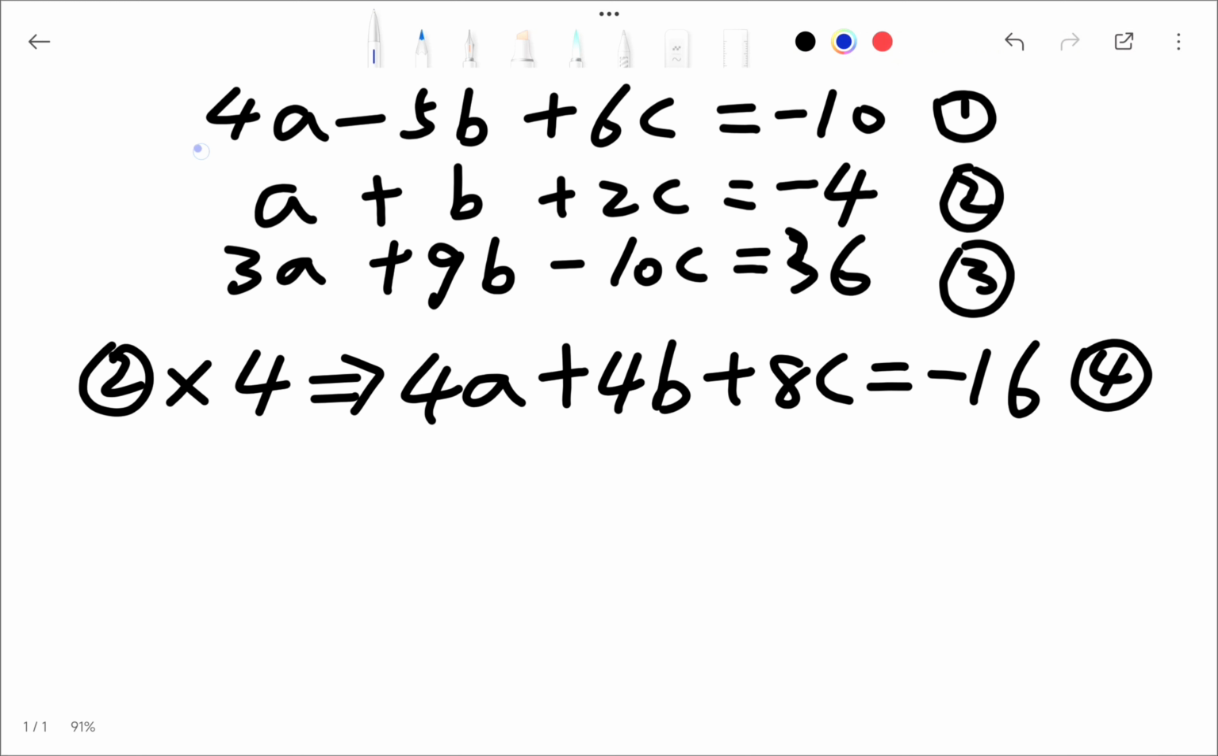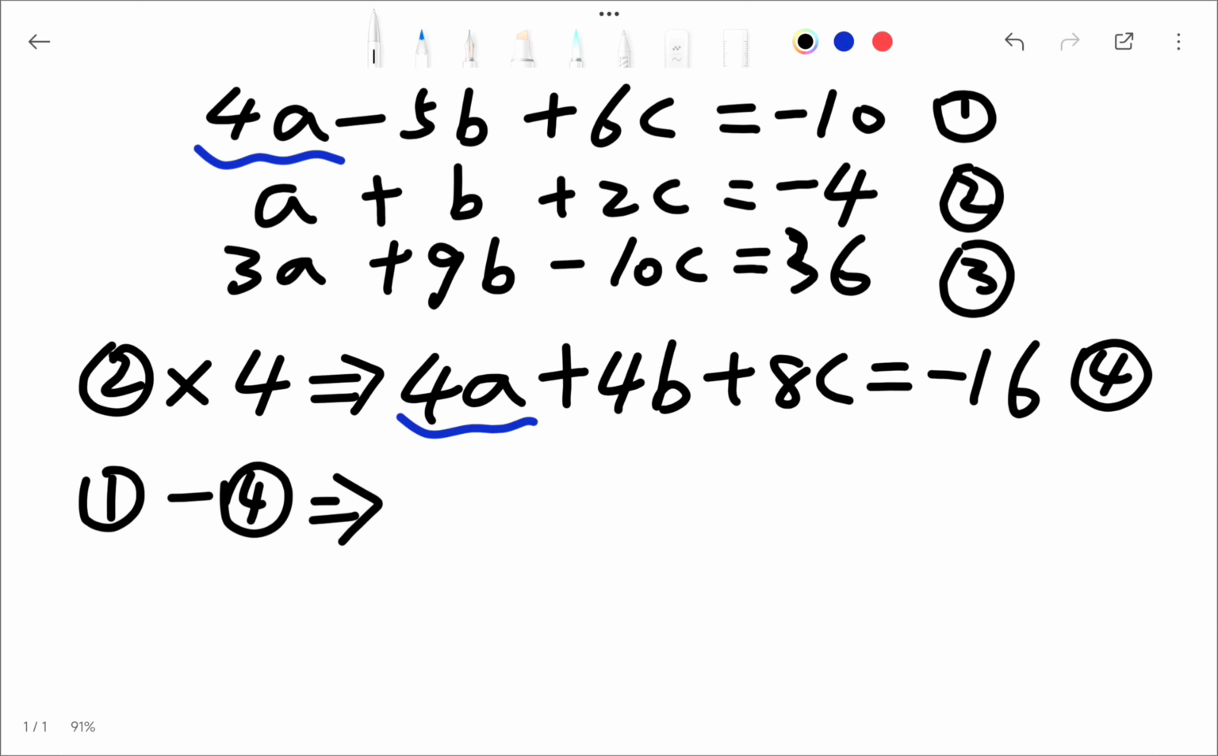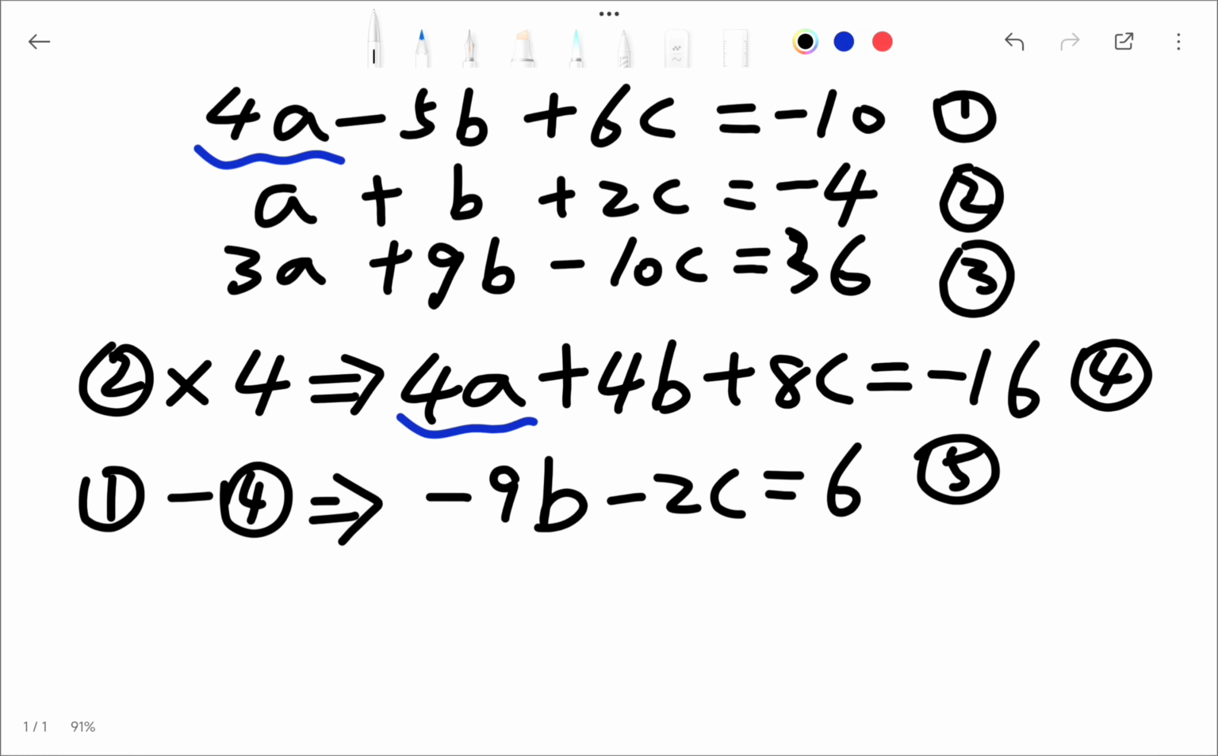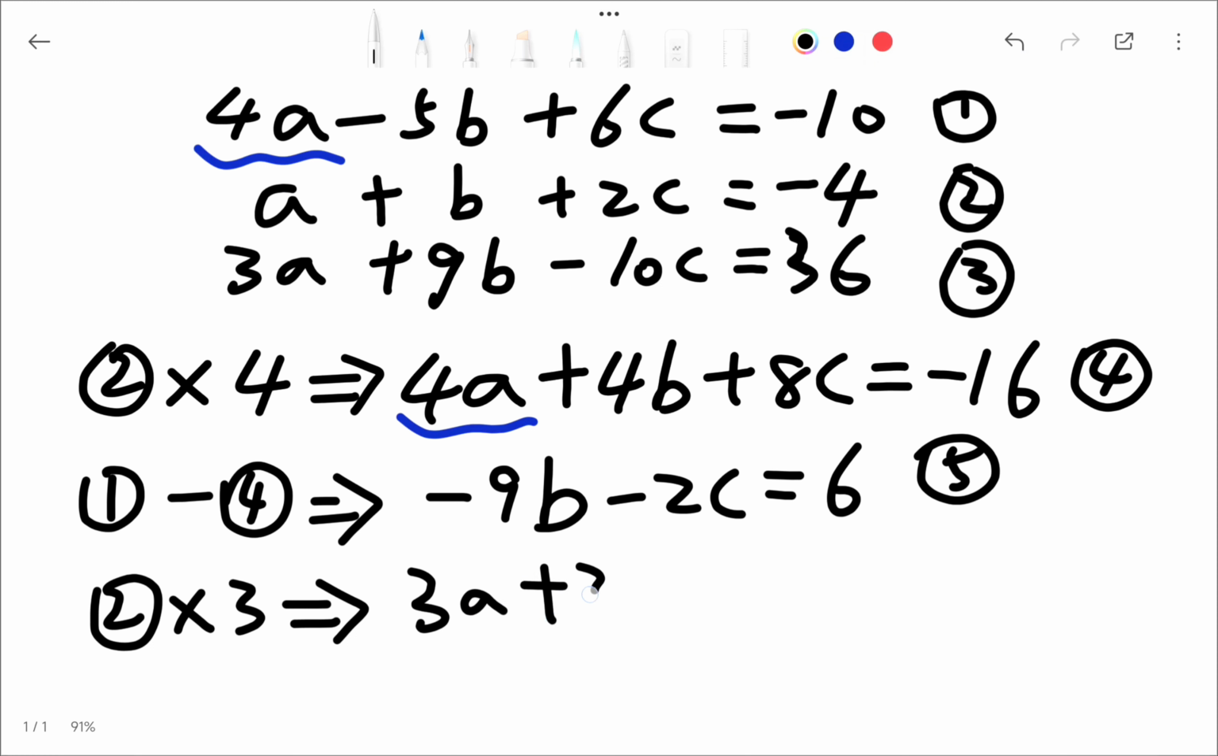Now, 4a and 4a here. So we go 1, take away 4. 4a, 4a cancel each other out. Let's call this number 5. Let's repeat this and multiply equation 2 with 3. And call this equation number 6.